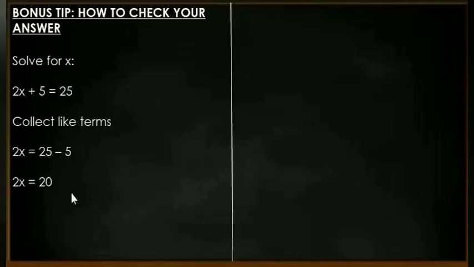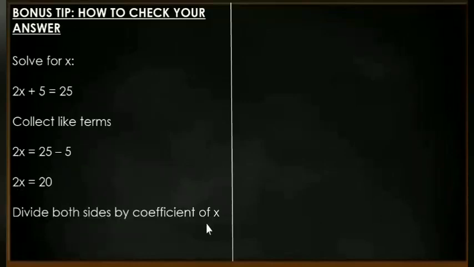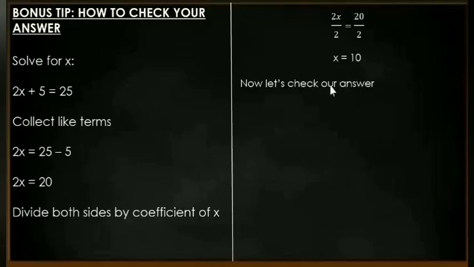So what do we do at this stage in mathematics? We divide both sides by the coefficient of x, right? You write divide both sides by the coefficient of x. Very good. So when you divide both sides by the coefficient of x, 2, we cancel 2, leaving us with x, and 2, we cancel, we go into 20 how many times? 10 times. So x is equals to 10. Now that we've gotten the value of x, let's check our answer.